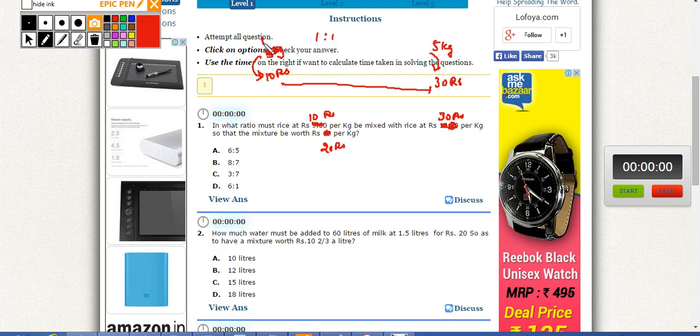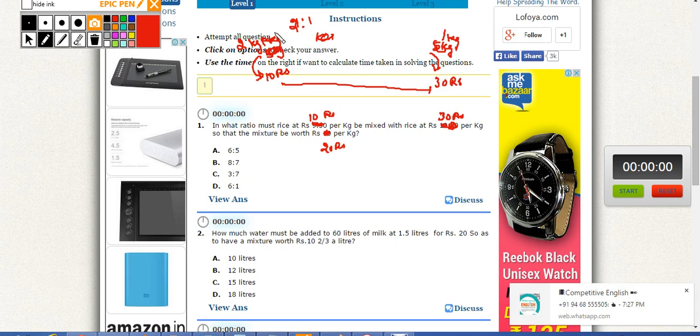For example, if I mix 1 kg of this rice with 1 kg of this rice, then I'm mixing them in equal ratio, the ratio 1:1. Suppose if I mix 2 kgs of this rice with 1 kg of this rice, then what is my ratio? My ratio is 2:1, right? So what am I asked here? They are asking me to find the ratio. In what ratio is this mixed?